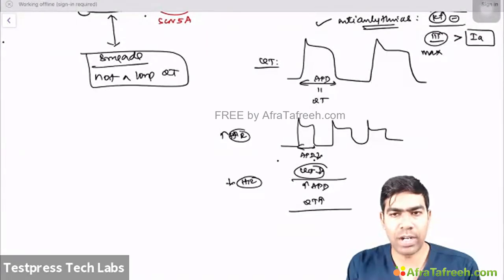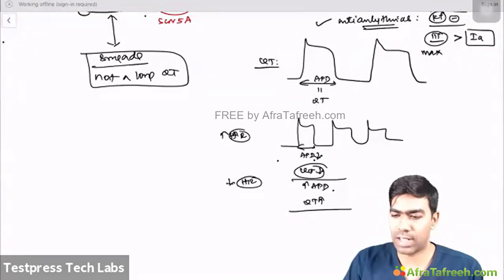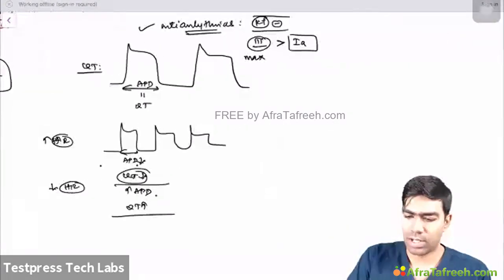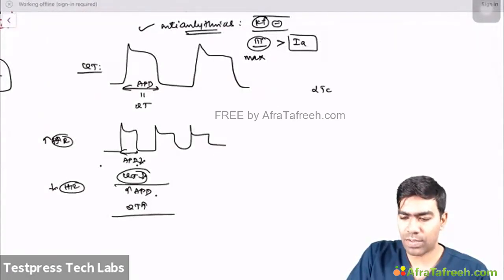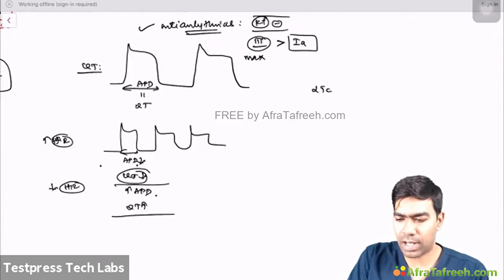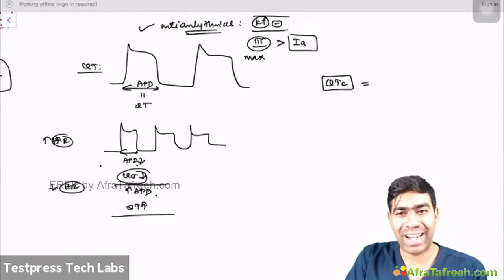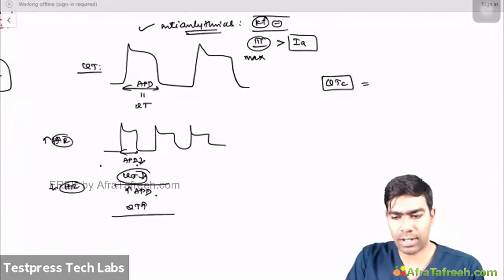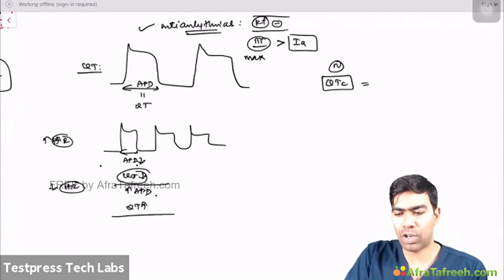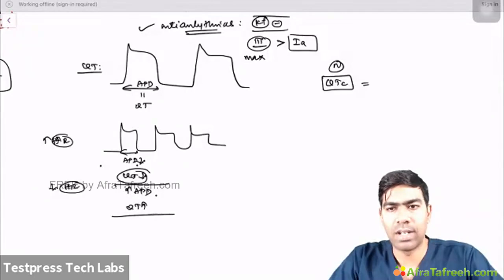Because QT interval is subjected to changes in the heart rate, there is a need to find a standard QT interval, and that is what we refer to as the corrected QT interval. So what do you mean basically by the corrected QT interval? QTc: you are correcting the QT interval according to the heart rate. So whenever you talk about a normal QT interval, you should always talk about a corrected QT interval.